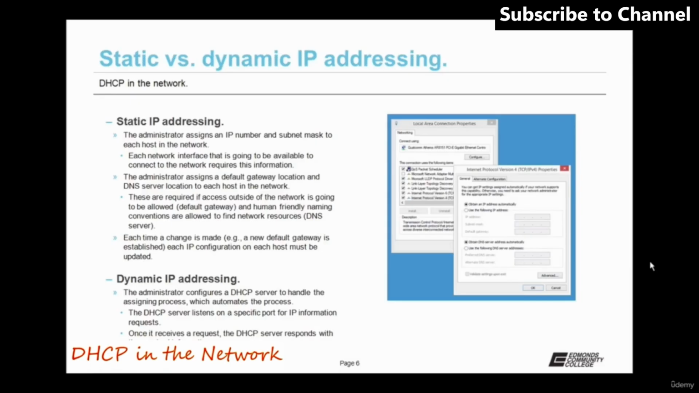Now, each time a change is made, as in a new default gateway is established, each IP configuration on each host must be updated. That's why it becomes rather cumbersome and complicated as the network grows. Now, with dynamic IP addressing, the administrator configures a DHCP server to handle the assignment process, which actually automates the process and eases management. The DHCP server listens on a specific port for IP information requests. Once it receives a request, the DHCP server responds with the required information.